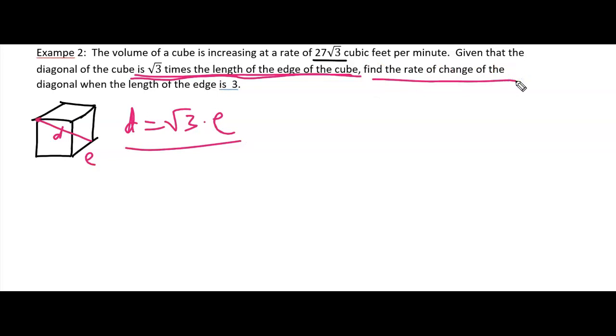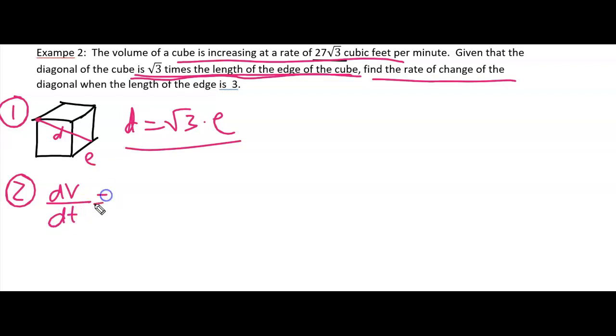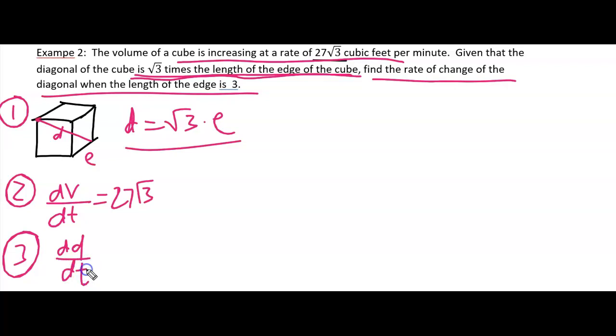Now find the rate of change of the diagonal when the length of the edge is 3. So what they want me to find, going back to our steps: step 1, draw a picture. Step 2, identify the given rate. Here's my given rate: the volume of the cube. So the rate of change of the volume with respect to time is 27 square root of 3 cubic feet per minute. The rate that I want to find is the rate of change of the diagonal. So that's dD/dt.